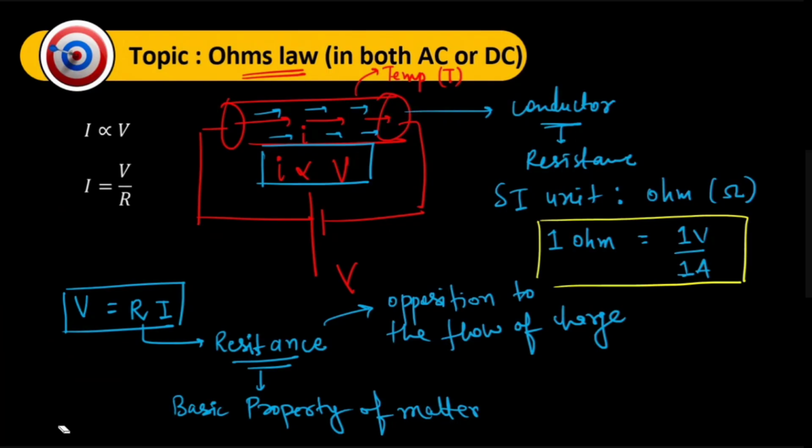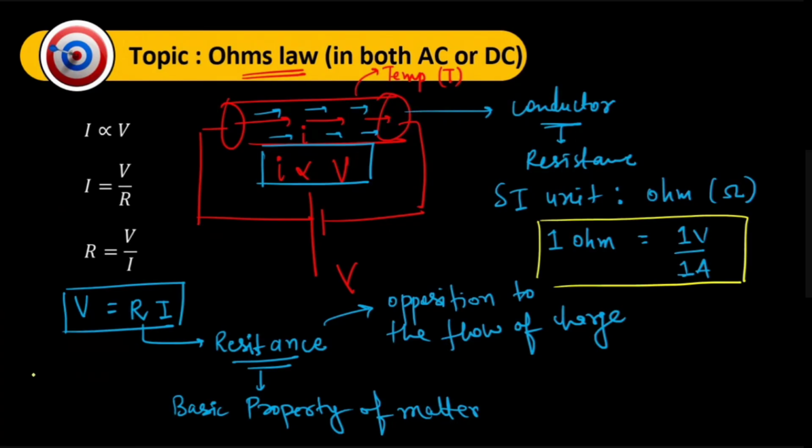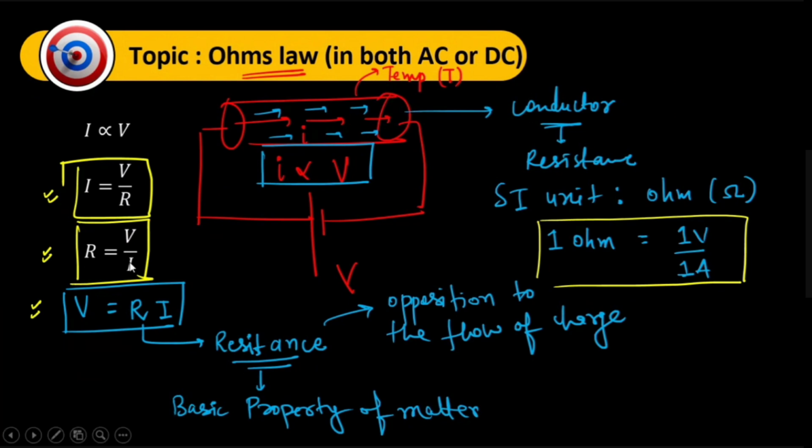So I can also be written as V by R. Similarly, R can also be written as V by I. We have different relations from this one relation only. So we are going to use these relations in the numericals in today's class as well.